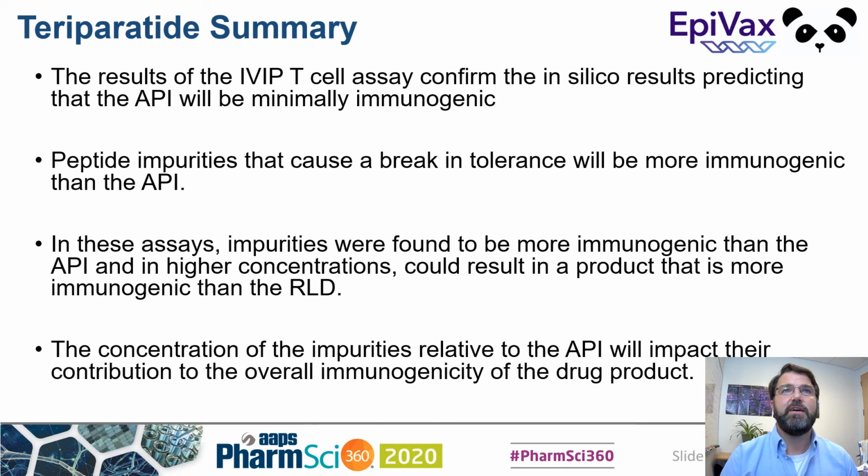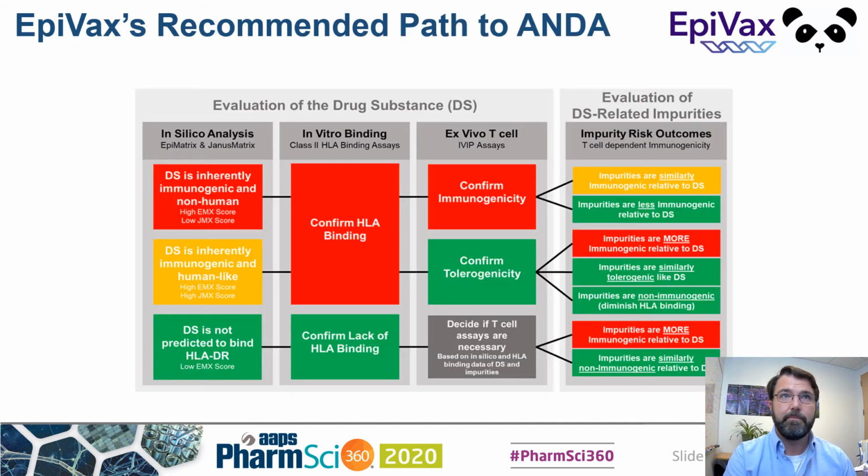So the results of the in vitro T cell assay confirm the in silico results, predicting that the API will only be minimally immunogenic. Peptide impurities that cause a break in tolerance will be more immunogenic than the API. And in these assays, impurities were found to be more immunogenic than the API, and in higher concentrations they could result in a product that's more immunogenic than the RLD. So the concentration of the impurities relative to that of the API in the final drug product will also impact their contribution to the overall immunogenicity of the final drug product.